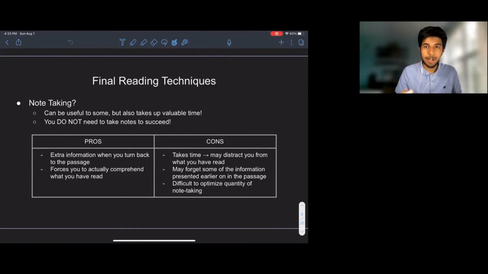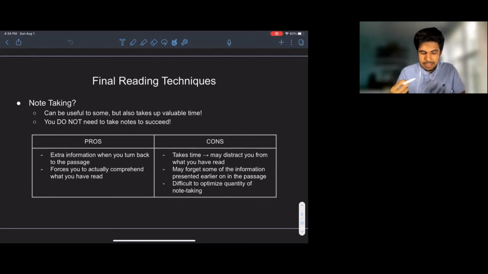Well, writing notes takes time, and this is a timed exam, and you should be conscious of the time at all times. That's a lot of times in one sentence. But anyways, it takes time, and that can distract you from what you have read. If it takes plenty of time for you to write notes, you might forget some earlier information in the passage. And that's the second bullet point.